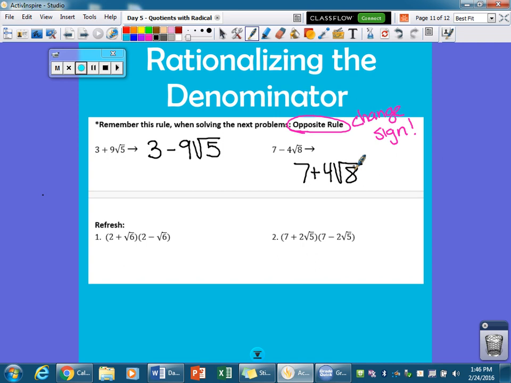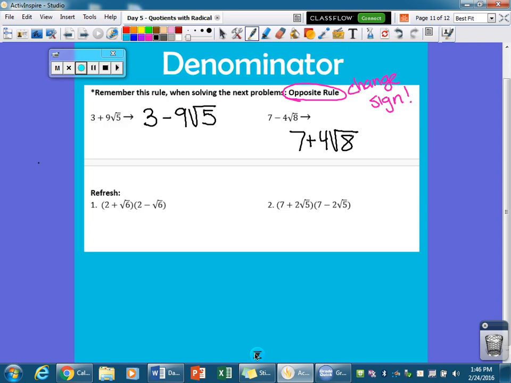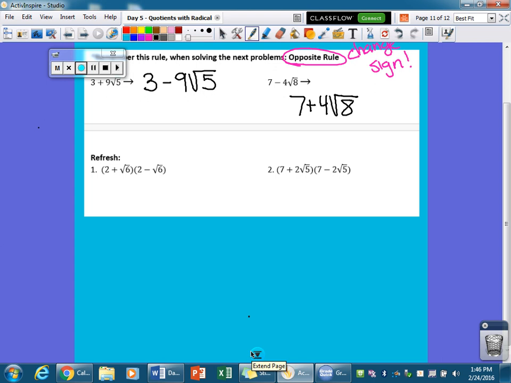All right, now our refresh. If you look on the next page, this is going to be the longer type of problems. I'm not going to lie, there's a little bit more work involved with these because of this right here. Think about it. When you have two binomials being multiplied, you have to FOIL. So I'm going to see if you can see almost the trick.